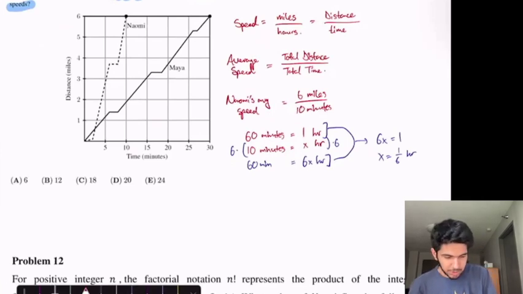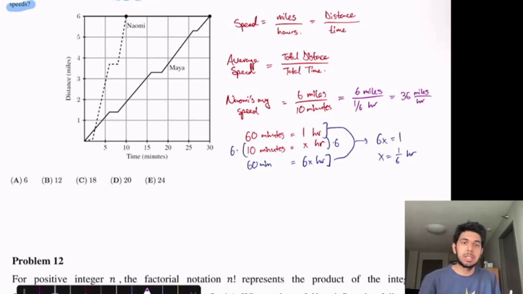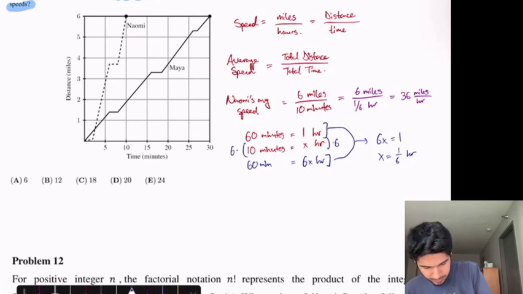So now we can return to our quotient here. We'll use 6 miles in the numerator. Now we'll use 1/6 of an hour in the denominator. And when you divide this, you'll get 36, and your units will be miles per hour. Good, so that's Naomi's average speed. Now we need to figure out Maya's average speed, and we'll do a very similar thing.